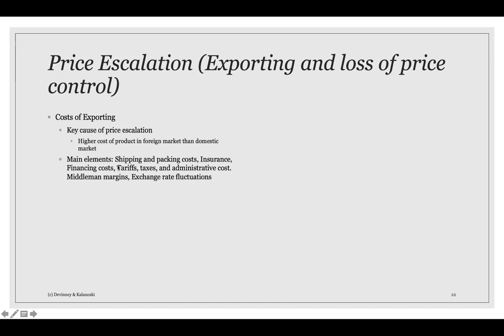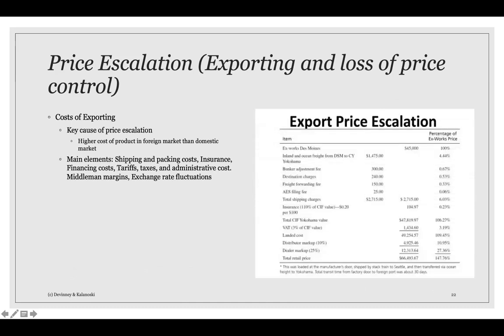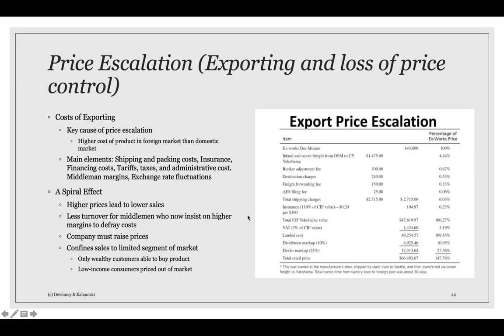And we also talked a bit about price escalation, essentially the issue there being that the added cost of exporting creates a set of circumstances in which the pricing effectively forces products into the upper end of the price range. And this is one of the reasons associated with the liability of foreignness, in the sense that products which could be sold locally at relatively low prices. So in this case here, a tractor being produced at $45,000.